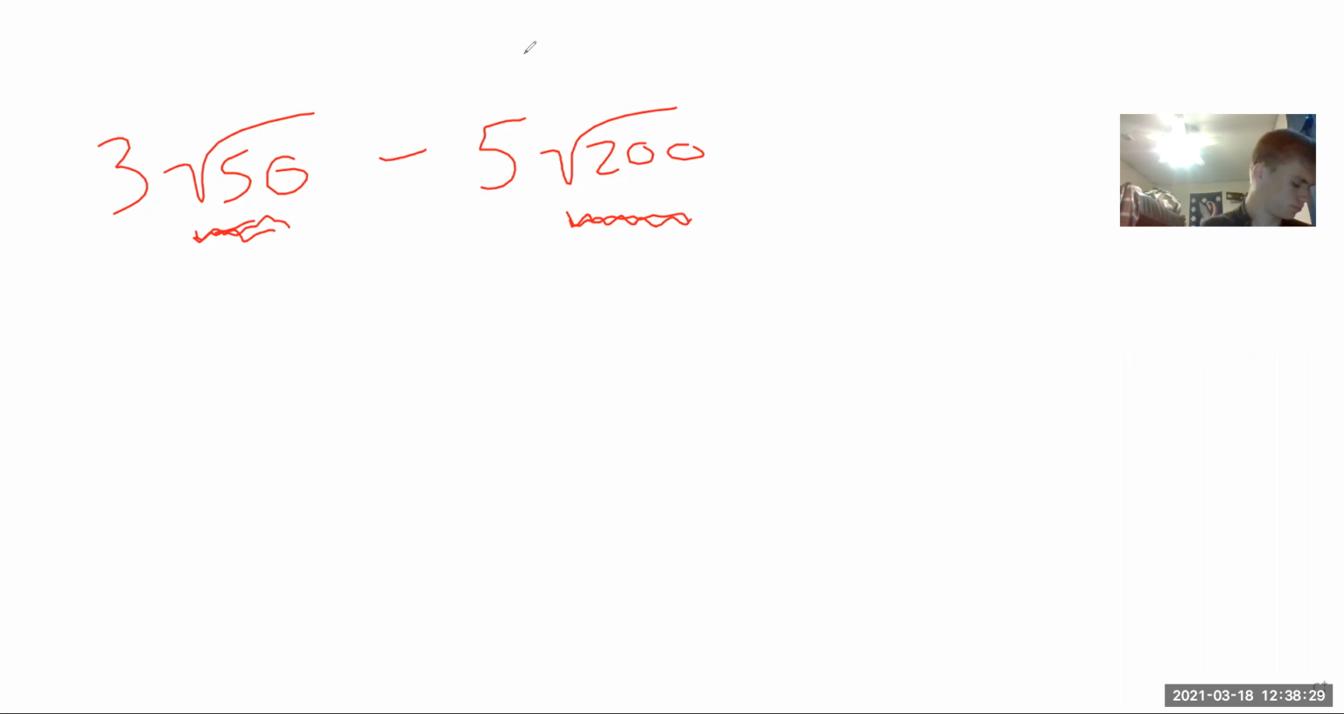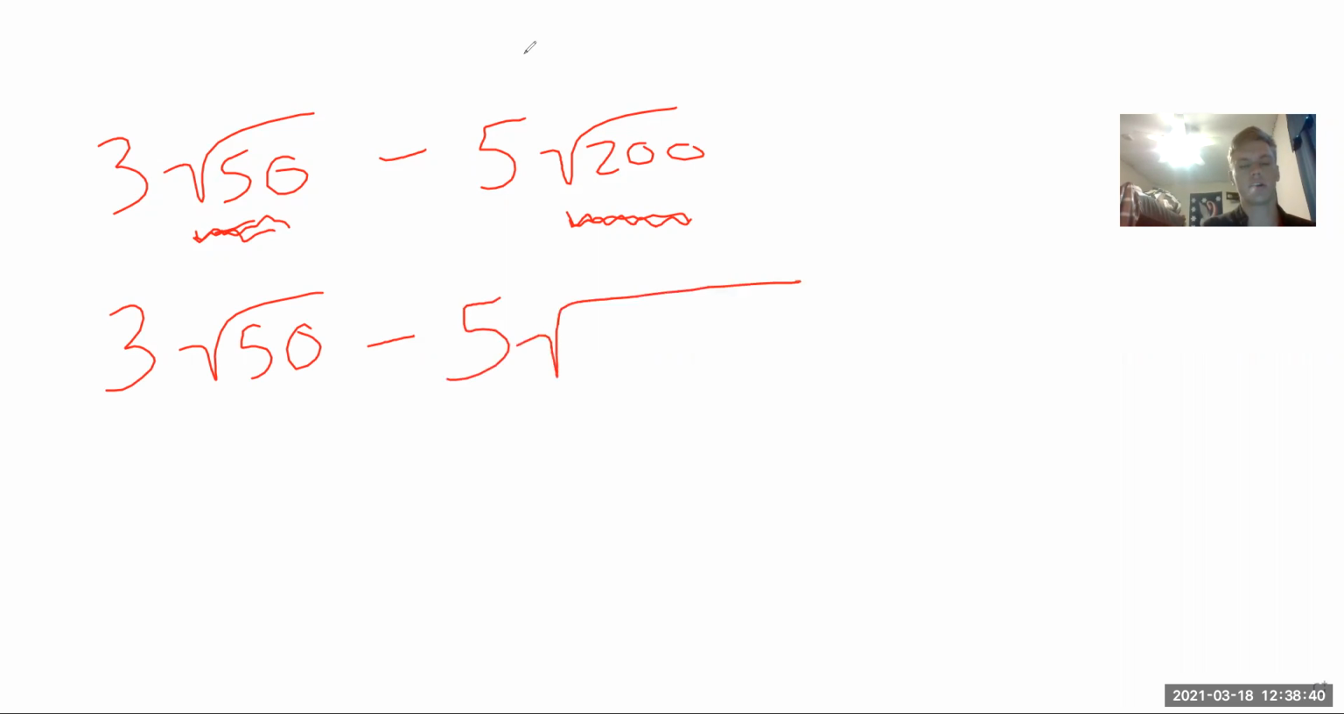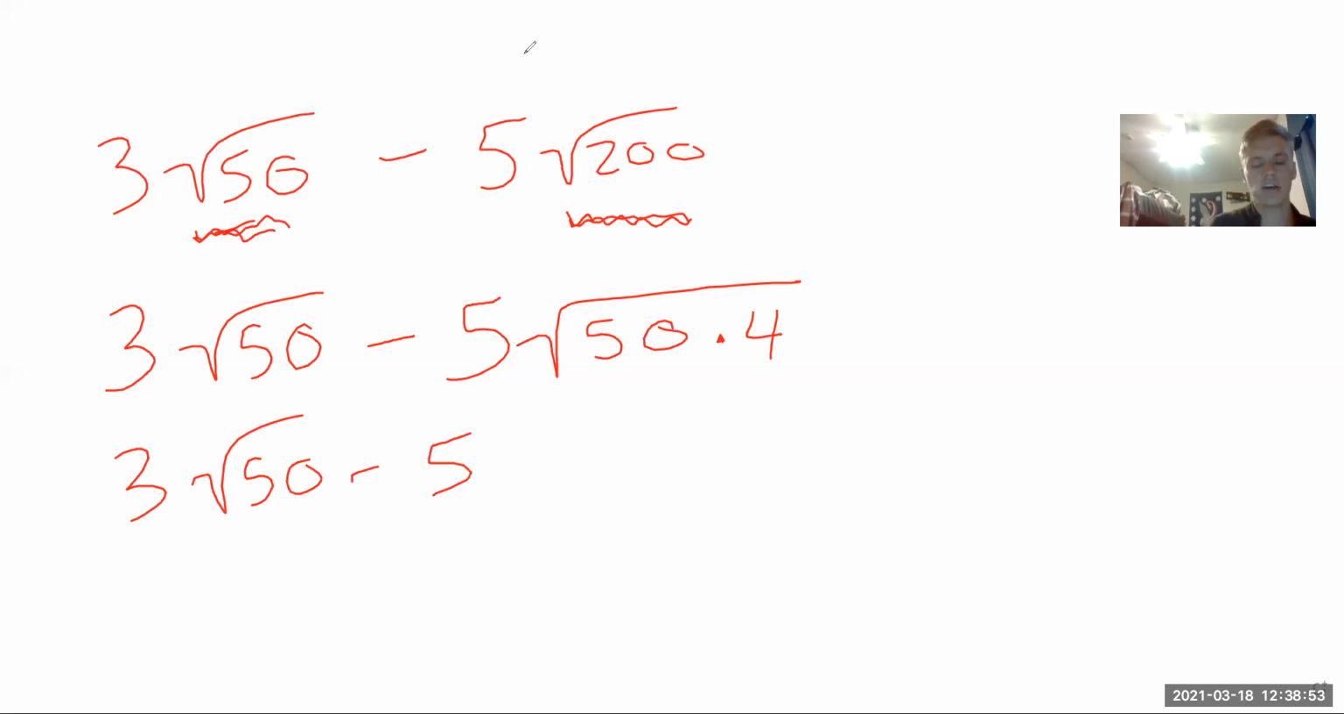So here's what we're going to do. First, we keep 3 times the square root of 50. This is how I'm going to do it. I don't know if the book does it this way. We're going to recognize that 200 is 50 times 4, right? So you might see where I'm going with this. So we have 3 times the square root of 50 minus 5 times the square root of 200. We're going to use the product of square roots theorem. We can split these up: the square root of 50 times the square root of 4.